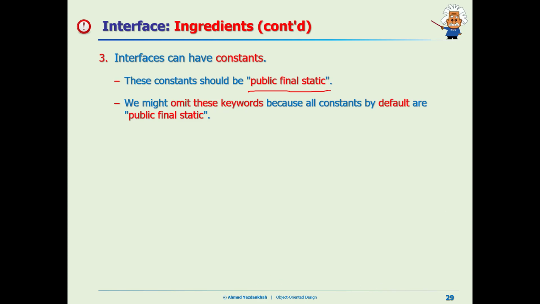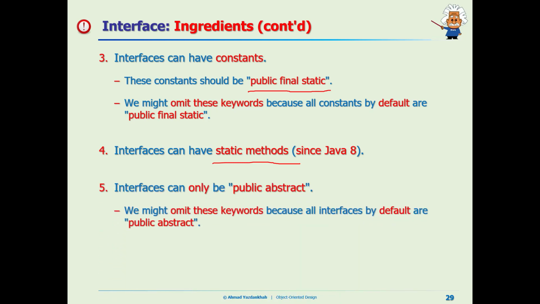So our next note would be interfaces can have static methods, all right? And also interfaces can only be public and abstract, that we talked about before. And also interfaces cannot have instance variables, all right? So these are the ingredients of the interfaces.